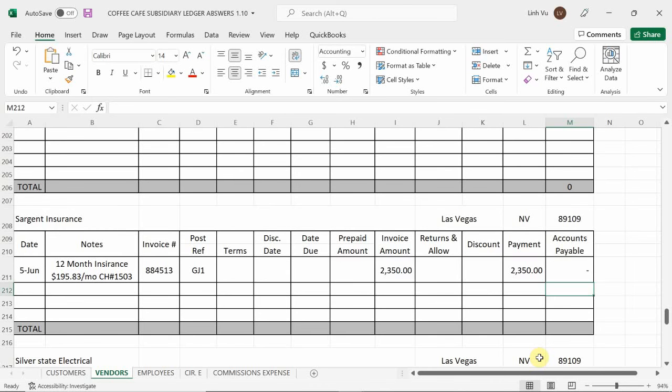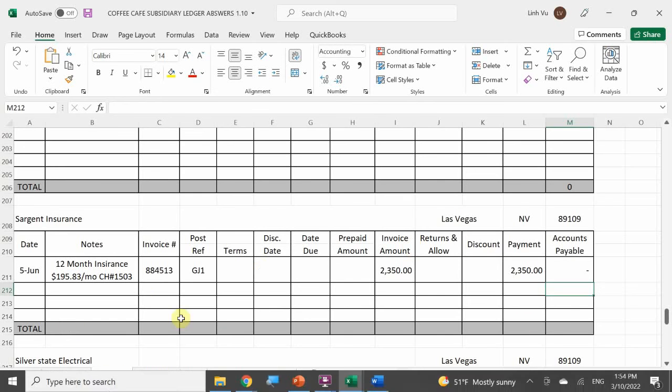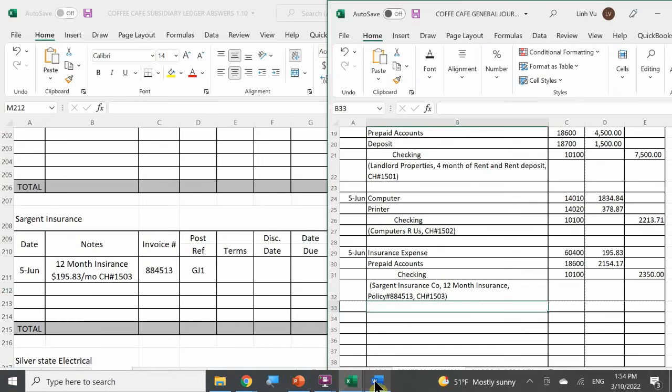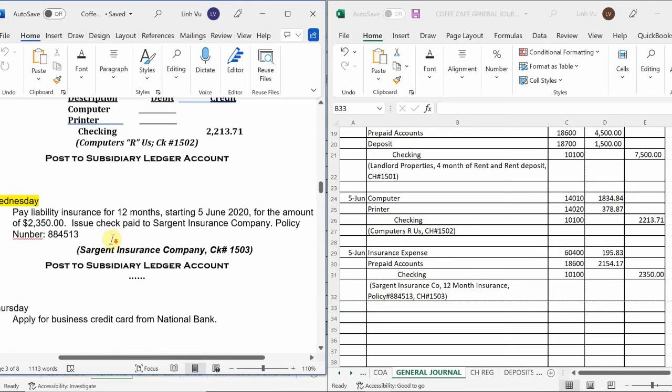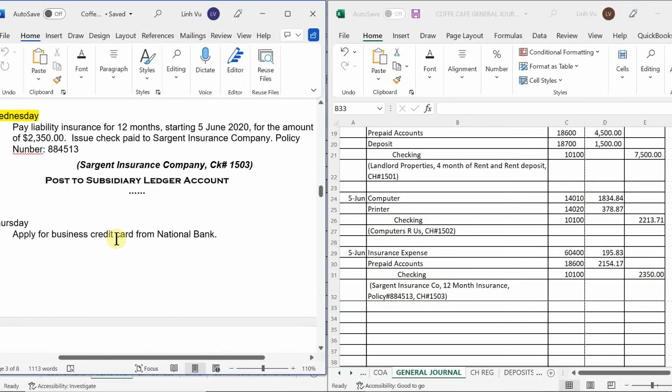So there we go. We finished our subsidiary ledger. Now that that transaction is complete, we can go ahead and proceed to the very next transaction.